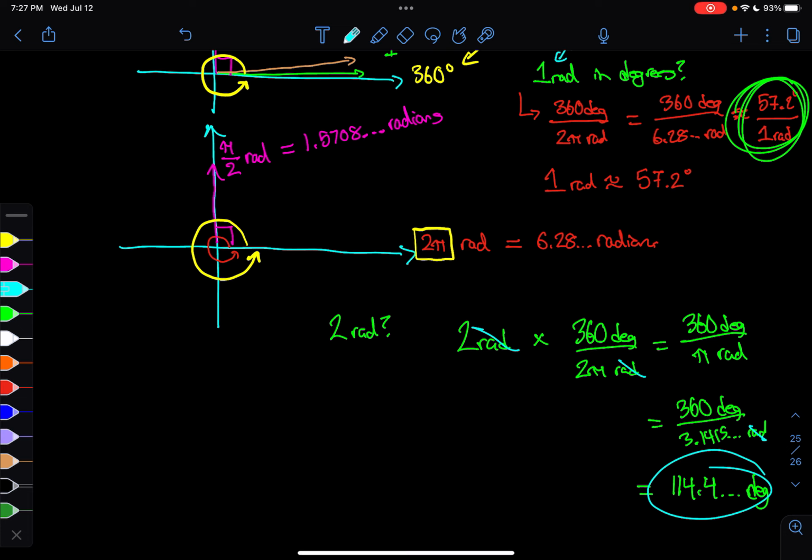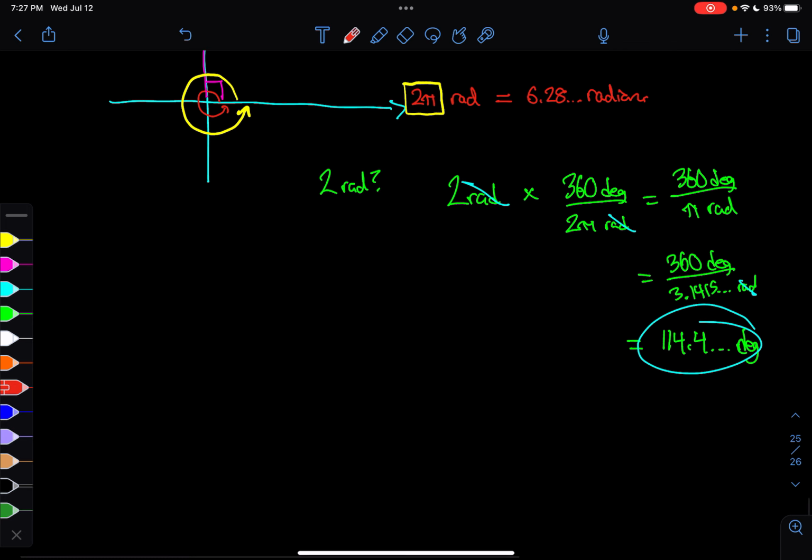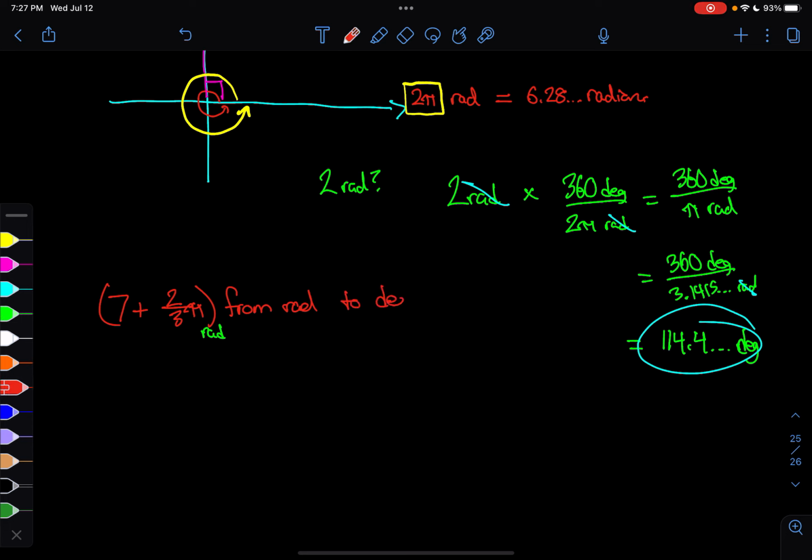So for instance, if you get anything that's like turn 7 plus 2/3 pi from radians, I'm telling you that this is in radians. So I want you to turn it from radians to degrees. You don't freak out that, oh no, there's no pi here, there's a pi here. Is this one a radian? Is this a degree? Is this an expression? What is it? We don't freak out about any of this.